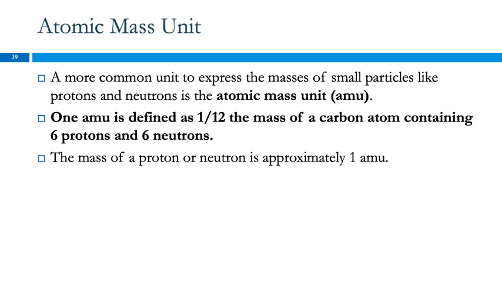So 1 AMU is 1/12 the mass of a carbon atom containing 6 protons and 6 neutrons. So this carbon atom has 12 of these massive particles in it. And so an atomic mass unit is 1/12 the mass of that. So what that means is the mass of a proton or the mass of a neutron is very close to 1 atomic mass unit.